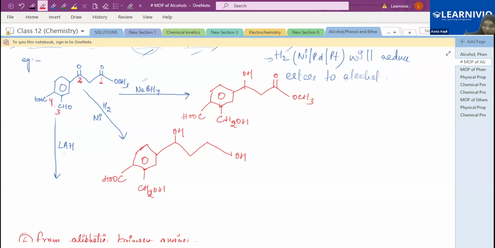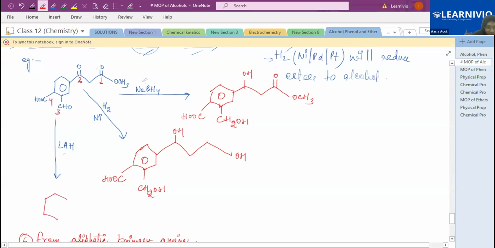Not sure, ma'am. Why not sure? As I told you, this lithium aluminum hydride is the strongest reducing agent. It will reduce all the groups, whether it's a carboxylic acid, ester, aldehyde, any group. So it will reduce all the groups, right? All the four groups will be reduced by lithium aluminum hydride.